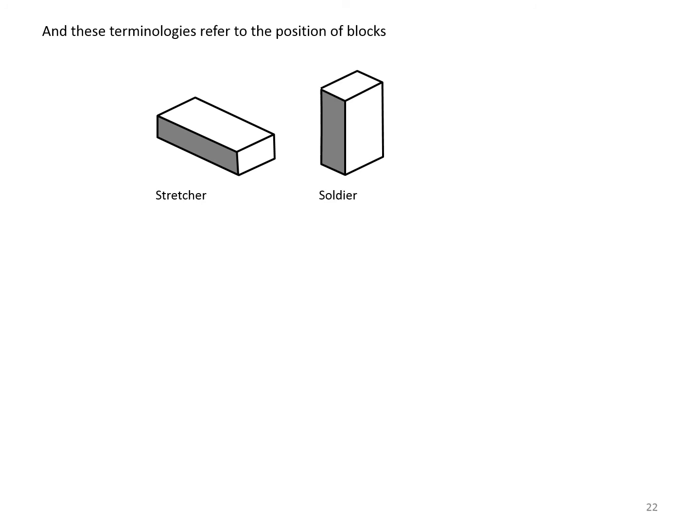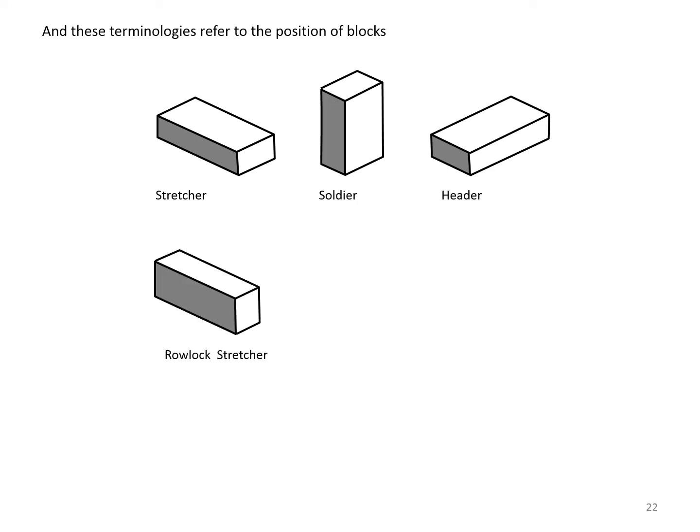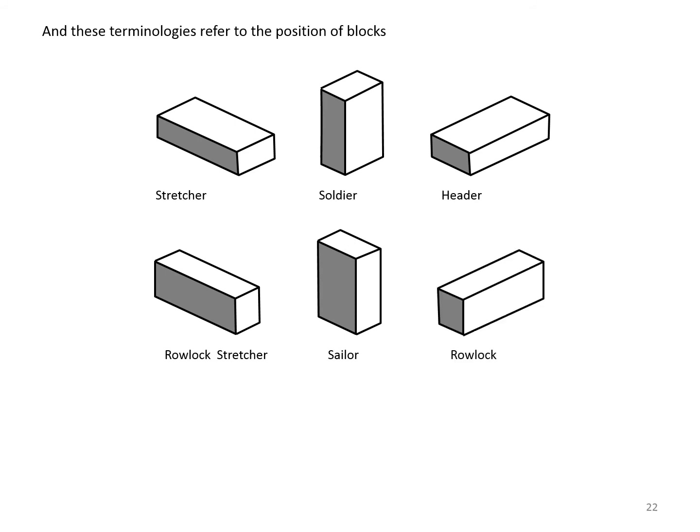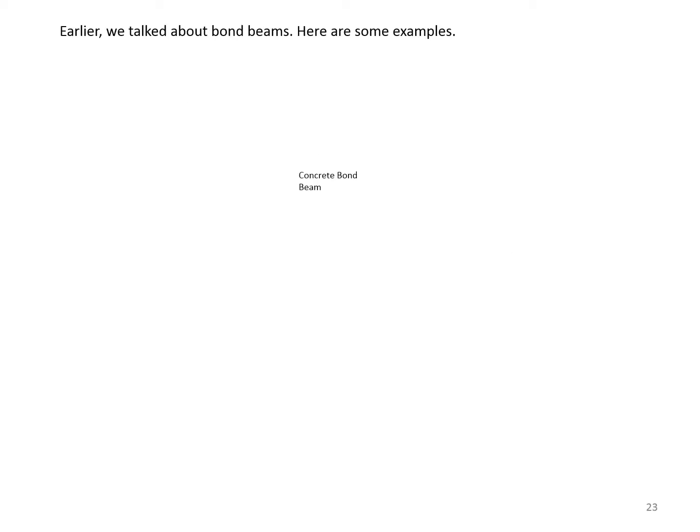And these terminologies refer to the position of the blocks, the following: a stretcher, soldier, header, roll-lock stretcher, sailor, and roll-lock. Please notice that the shaded area represents the face of the wall.